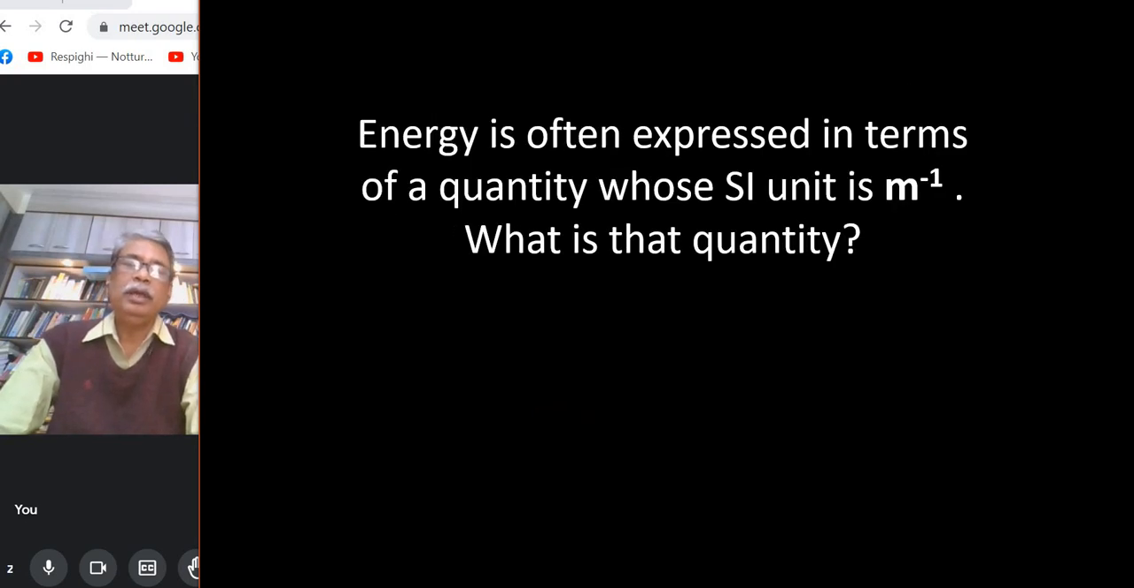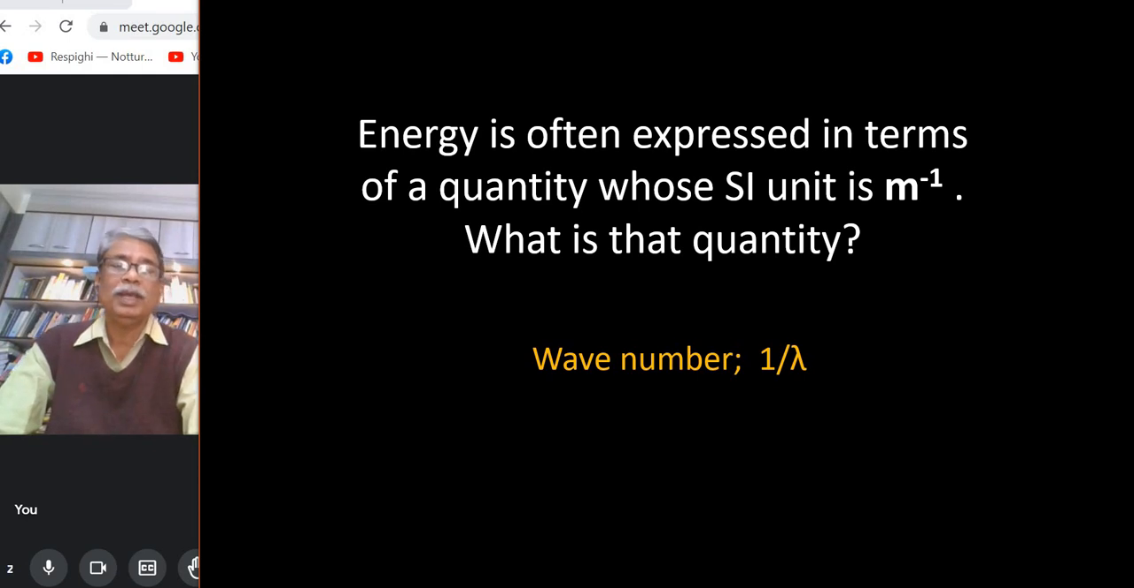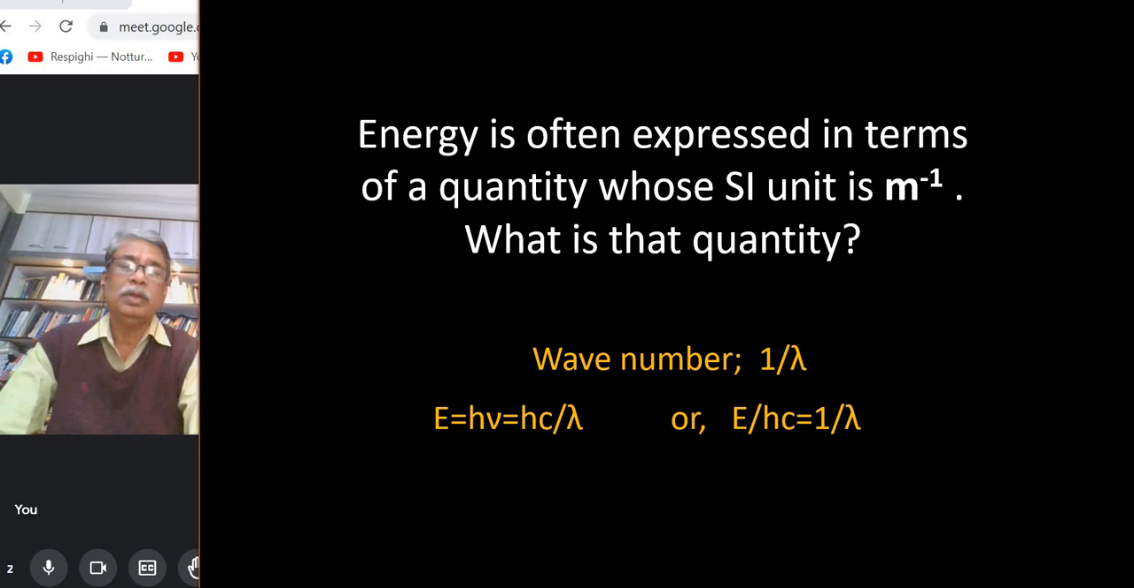Next question: energy is often expressed in terms of a quantity whose SI unit is meter inverse, length inverse. So what is that quantity? How can energy be length inverse, right? The answer is wave number. So meter inverse, obviously it is 1 by lambda, lambda is the wavelength. And how does it come about? Assuming that E equal to h nu, and nu is the light frequency, so c by lambda, c is the light velocity. So E equal to hc by lambda.